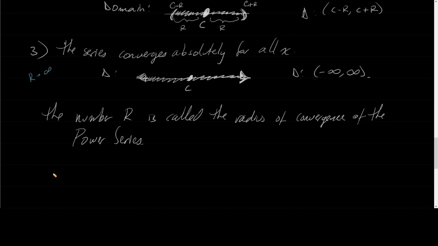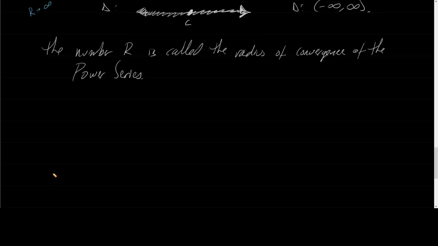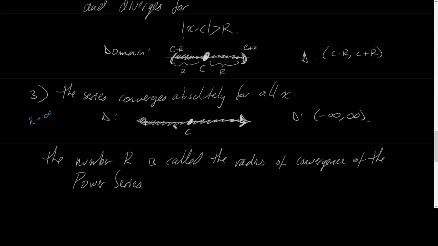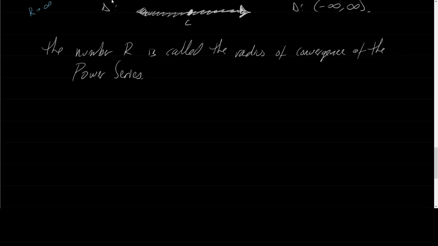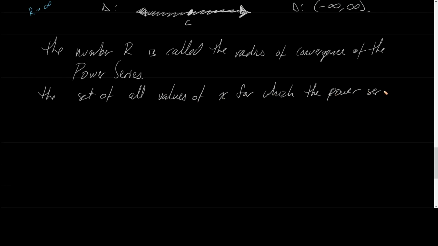All right, so now, this interval in each one of these cases, that's called the interval of convergence, right? These intervals that I wrote here. So maybe I'll define that a little better. The set of all values of x for which the power series converges is called the interval of convergence.